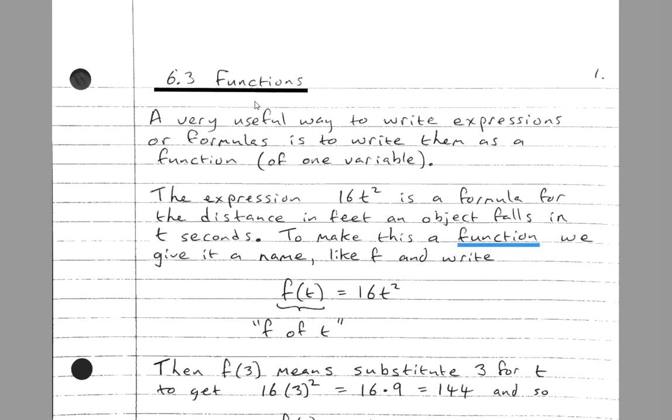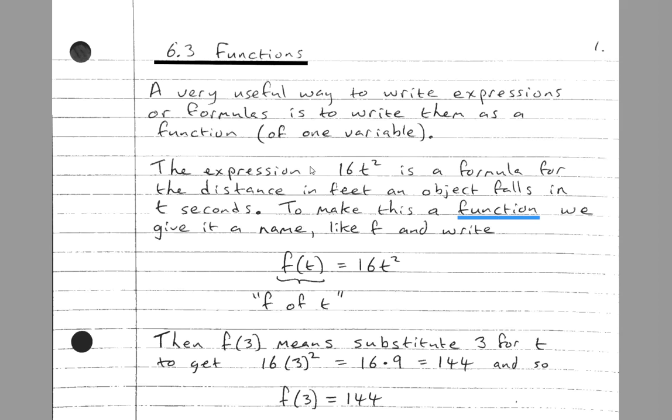In this section, we look very briefly at functions, so just a quick introduction. These are a very useful way to write these expressions and formulas we've been looking at, this special function notation. Here's an expression we looked at last time, 16t squared. And this is a formula for the distance in feet an object falls in t seconds.